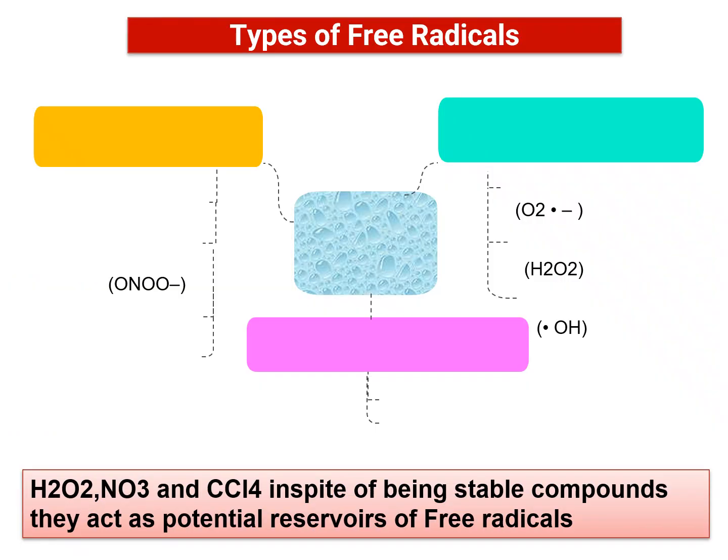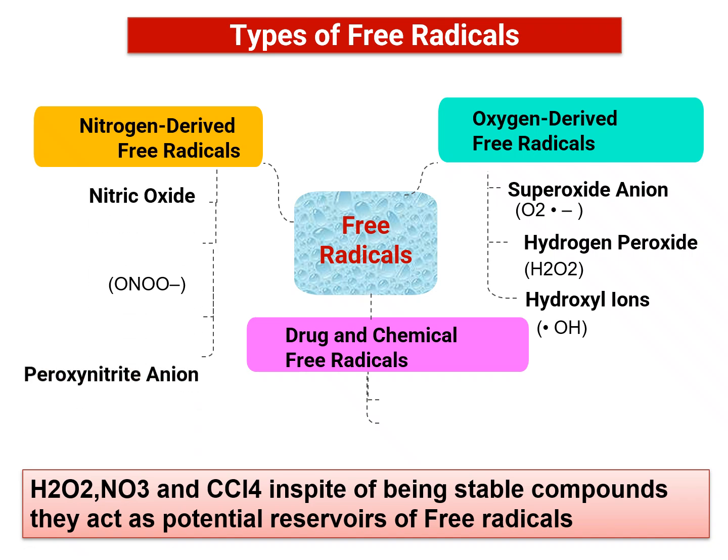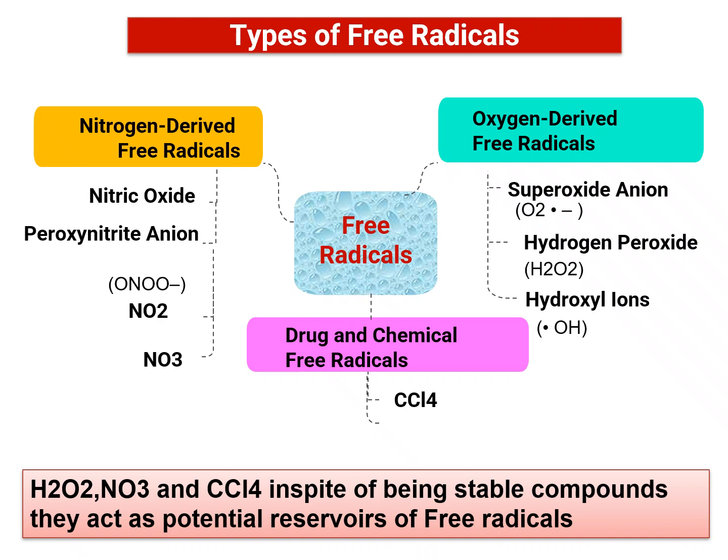What are the types of free radicals? Free radicals are of three types: oxygen-derived free radicals, nitrogen-derived free radicals, and drug and chemical free radicals. Oxygen-derived free radicals are also known as reactive oxygen species. In this, we have superoxide anion, hydrogen peroxide, and hydroxyl ions. In the nitrogen-derived free radicals, we have nitric oxide, peroxynitrite anion, nitrogen dioxide, and nitrogen trioxide. And in the drug and chemical free radicals, we have carbon tetrachloride and CCl3.